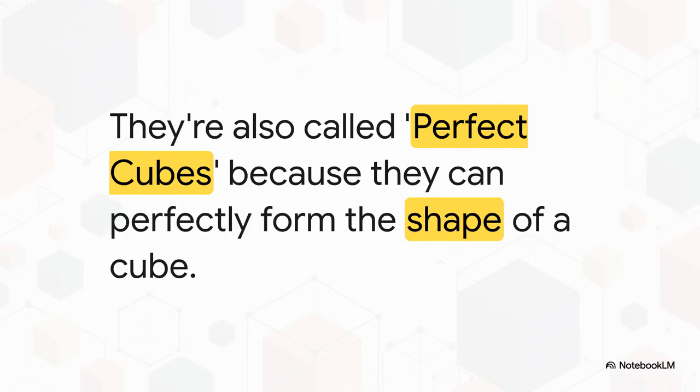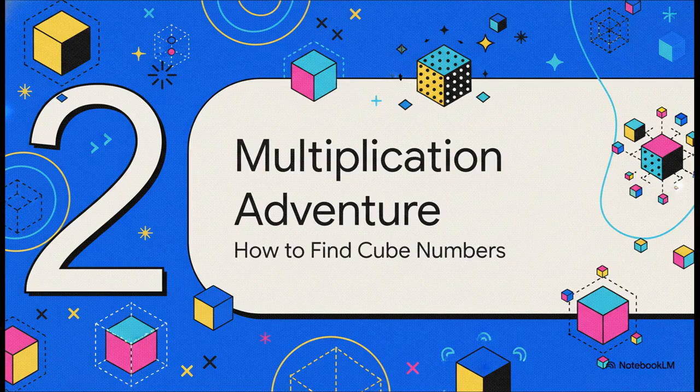You'll also hear these called perfect cubes, and honestly, that name is a huge clue. Why perfect? Because these are the numbers that can form a perfect, solid 3D cube. No gaps, no leftover bits, just a perfect shape where the length, the width, and the height are all exactly the same. All right, so how do we actually find any cube number we want? Well, it's a super simple 3-step process. Let's walk through it together.